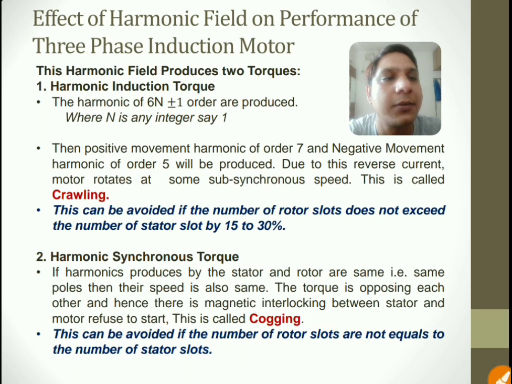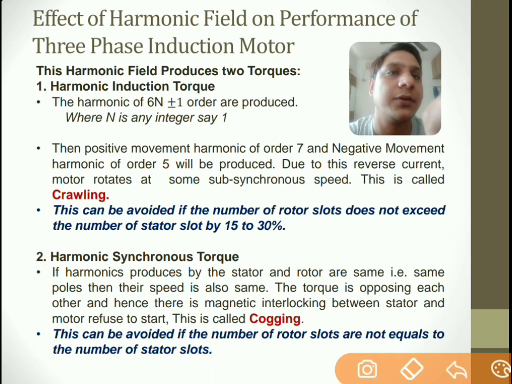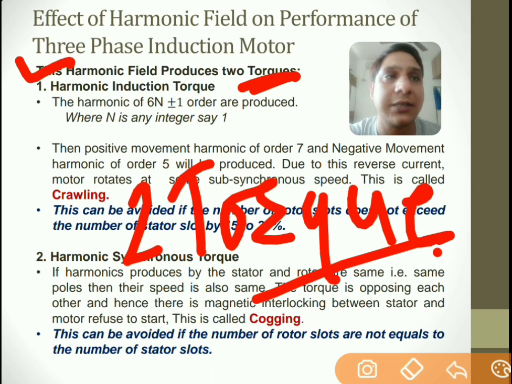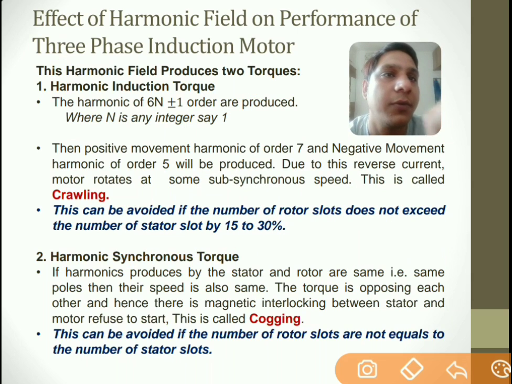Again, if you look at some more things related to the same, the harmonic field which is produced produces two torques. Two torques will be produced by the harmonic field. I hope everyone has understood, the harmonic field is the field produced by harmonics. Those harmonics are present, or will be introduced, in the induction motor. Why they are produced? Those are the reasons we have seen in the last slide. So it produces two torques. What are those two torques? The first torque, we'll be calling it the harmonic induction torque.